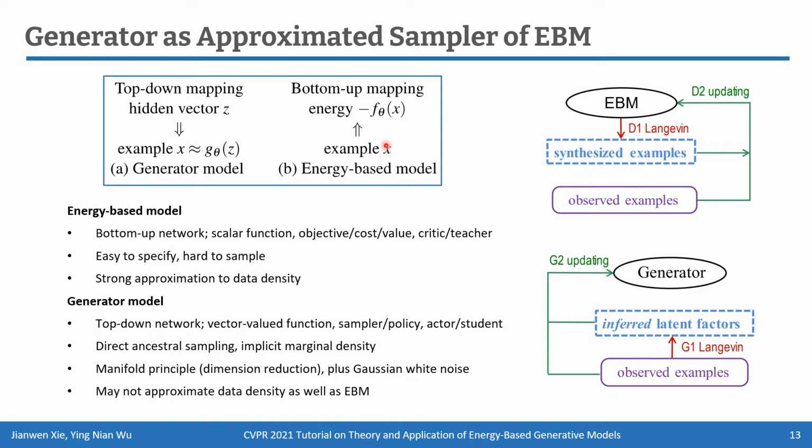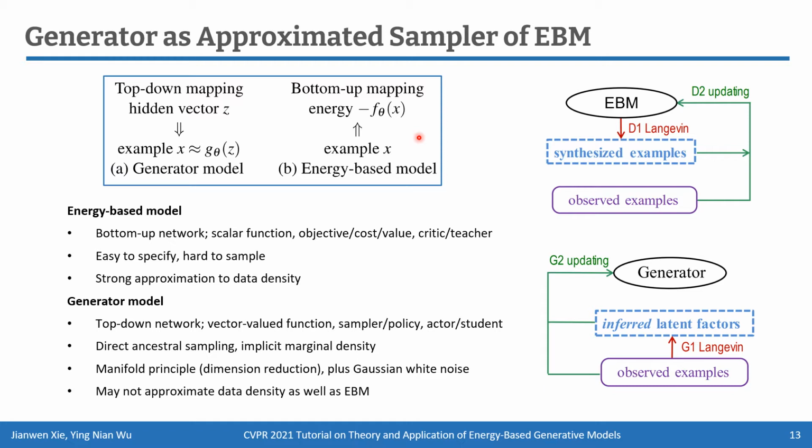And back to the generator model, it is specified by a top-down network. And as I mentioned, it is a vector-valued function. You can think of this as an approximate sampler of the energy-based model, which is how we use the generator network. And in the language of reinforcement learning, you can even call this a policy network, as compared to the energy function, which can be related to the value network. And you can also call it an actor or a student.